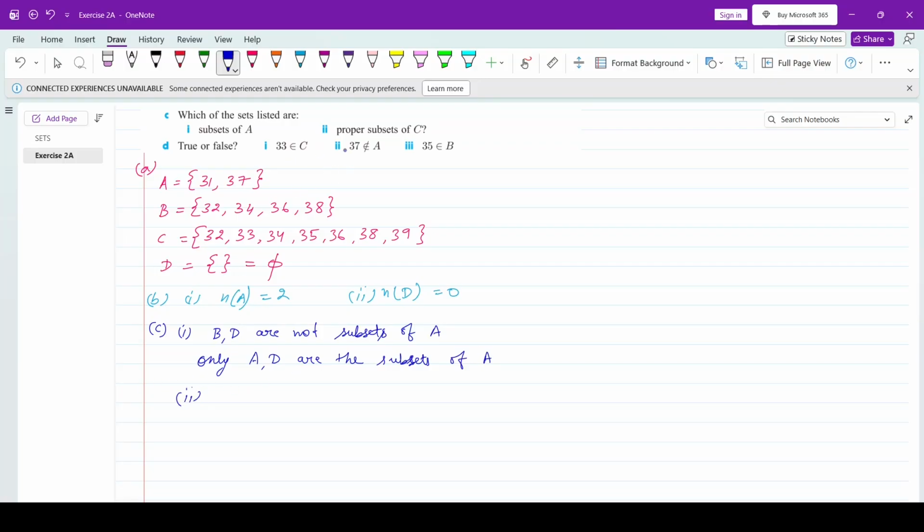Now part 2, proper subsets of C. Now we know 31 is not present in C. Therefore, A is not a subset of C. For B, we see each element of B is present in C. Therefore, B is a subset of C. Also, the number of elements in B is not equal to the number of elements in C. Therefore, B is a proper subset of C.